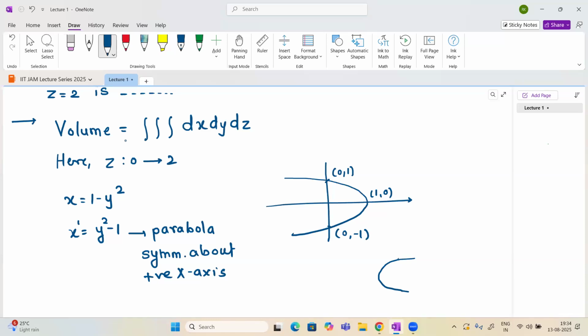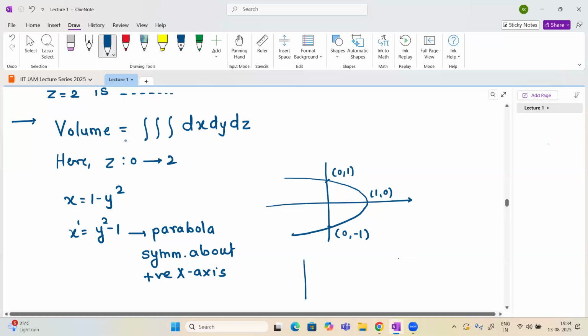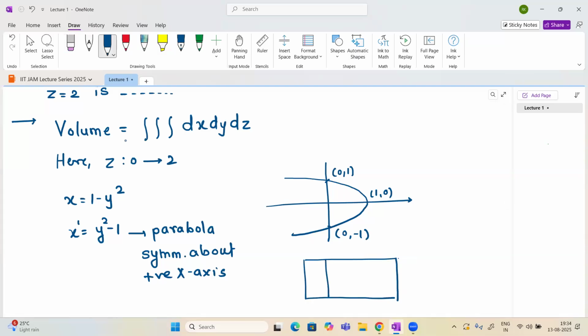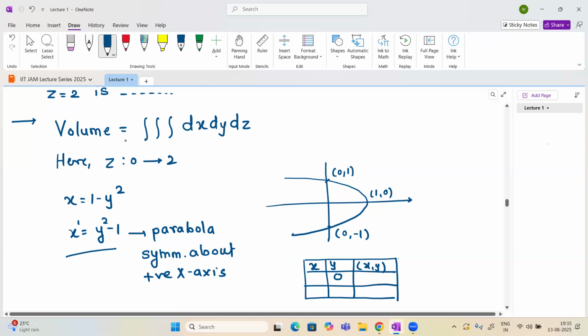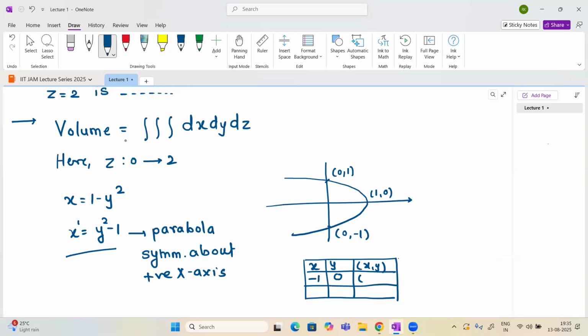But I don't know where it intercepts the given parabola. So I will follow the same technique which we have already used in the last example. I will find a few points on the parabola, so I will get the exact position of the parabola. Let us put some points. If I put y is equal to 0 in this equation, what will be the value of x? Minus 1, my mistake. So minus 1, comma 0. So it is here.